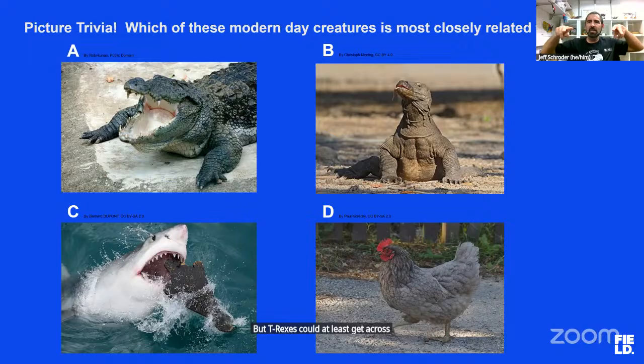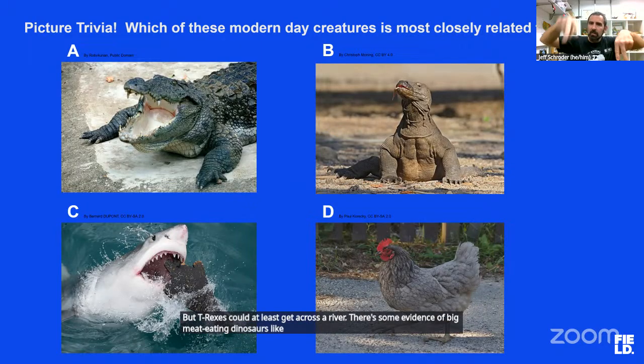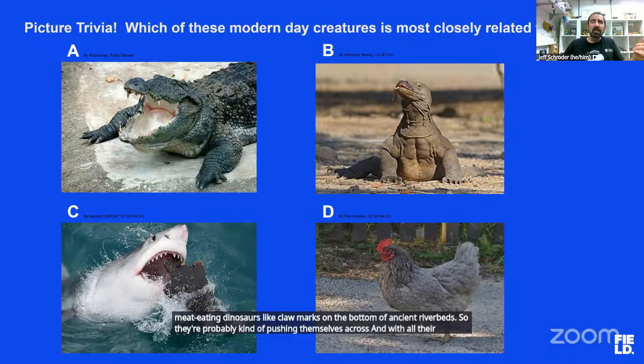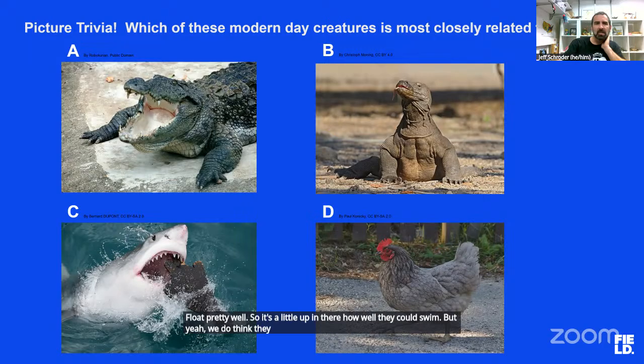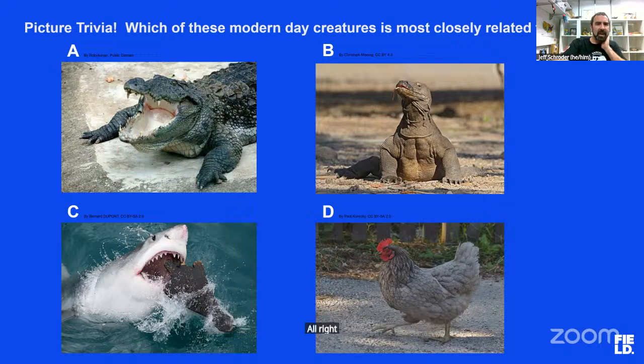There's some evidence of big meat-eating dinosaurs, like claw marks on the bottom of ancient riverbeds. So they're probably kind of pushing themselves across. And with all their hollow bones, kind of like a chicken, they could probably float pretty well. So it's a little up in the air how well they could swim. But yeah, we do think they could swim across some things if they needed to. All right. Well, let's take a look at our answers here, and then we'll hit some more Q&A.